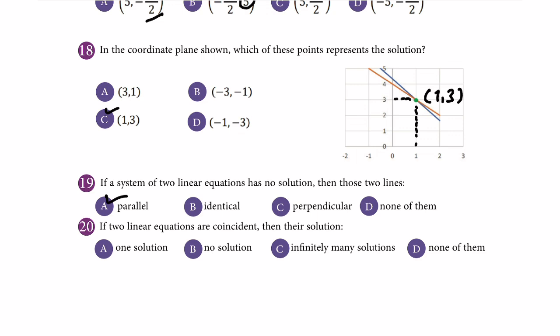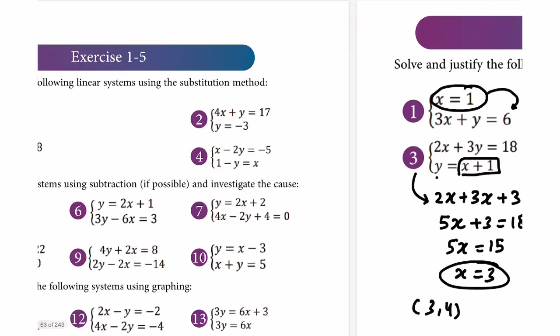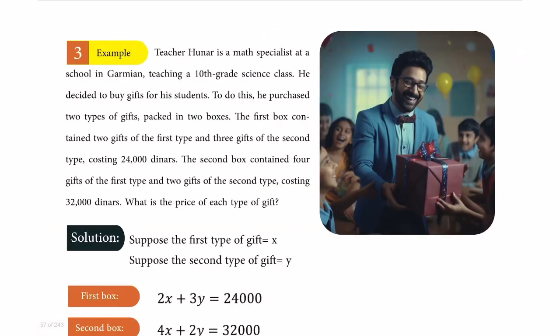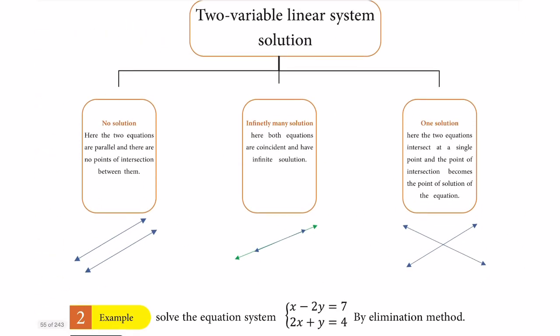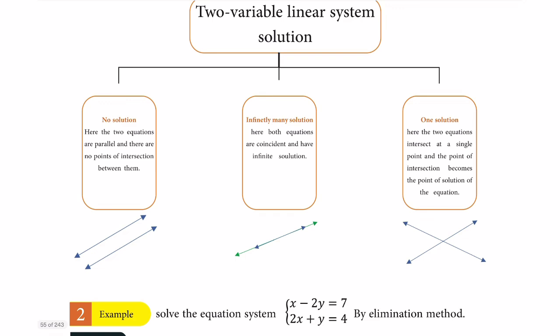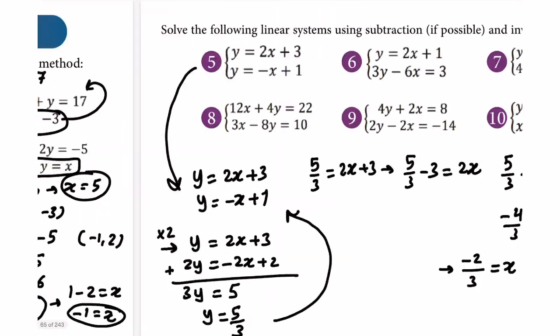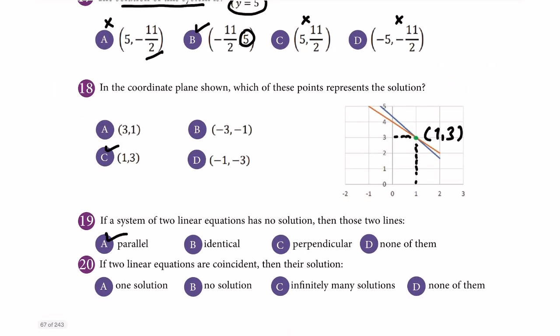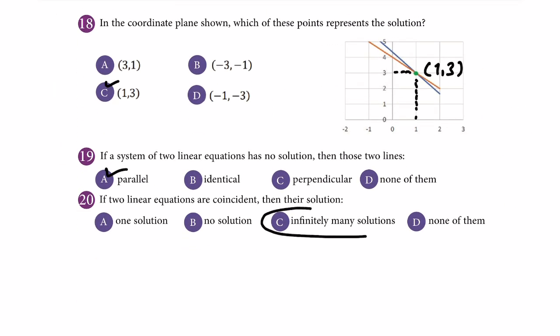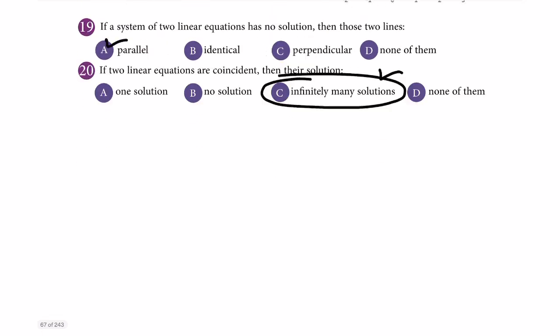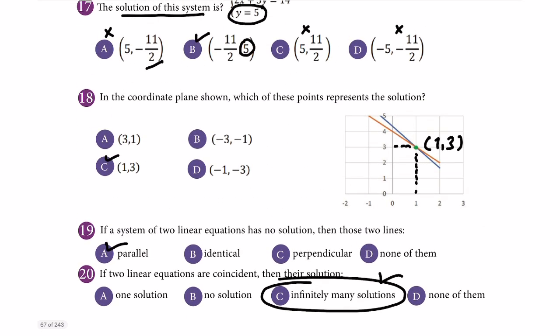If two linear equations are coincident, then their solution, let's go back. I want to check that word because I'm not sure about it. Okay, so let's search for that. If both equations are coincident, they have infinite solutions. So in this case, we go back to the multiple choice and we are going to choose the one that says coincident. So in this case, it has infinitely many solutions, just like that. And that's it for today's lesson. And that's the end of lesson 5.